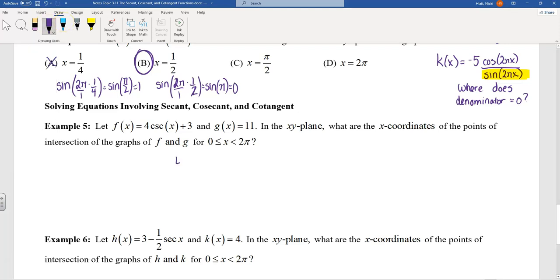And so we will do 4 cosecant x plus 3, and I need to finish up here. We're going to quit after this. Well, we might do 6. We can do it pretty quick. I need to subtract 3. So I got 4 cosecant of x equals 8. And I need to divide by 4. And so I get cosecant of x equals 2.